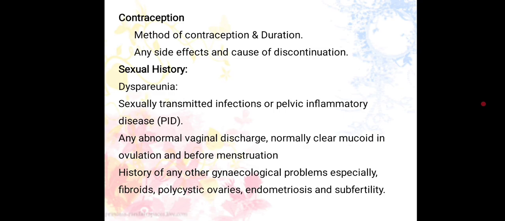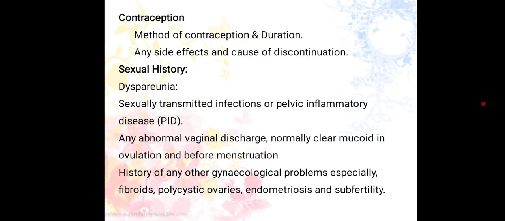Sexual history. Ask about dyspareunia, as we said, a painful sexual intercourse. Any history of sexually transmitted infection or pelvic inflammatory disease. Abnormal vaginal discharge. There is a normal vaginal discharge, which is clear mucoid around ovulation and before menstruation. If any vaginal discharge, ask about odor, color, and any associated itching. History of gyne problems, especially fibroids, polycystic ovaries, endometriosis, and subfertility history.